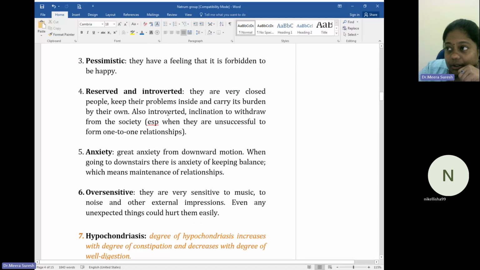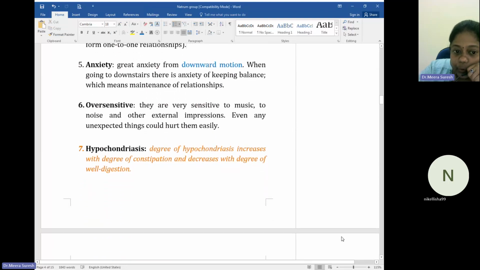And they are also introverted. We saw that they don't want to be in a society or in a crowd, but also they don't want to be alone. So they have that inclination to withdraw from the society, especially when they are unsuccessful to form one-to-one relationship. So someone that is completely reserved and introverted doesn't want to be in the society. They're highly anxious people, especially from downward motion. When going downwards, there is anxiety of keeping balance. So this anxiety we can see while maintenance of relationships also.